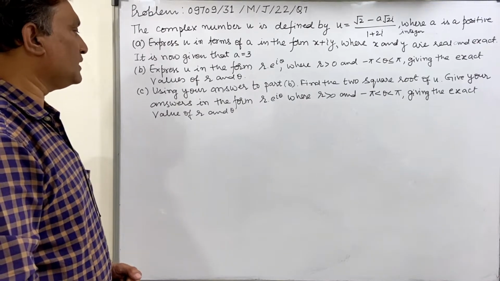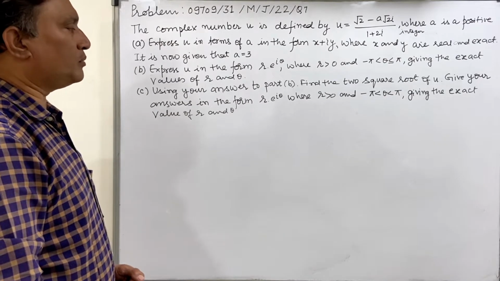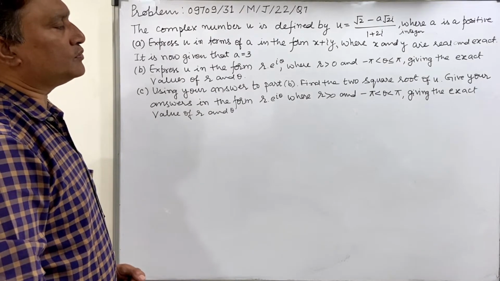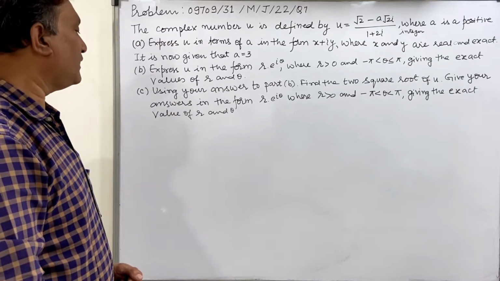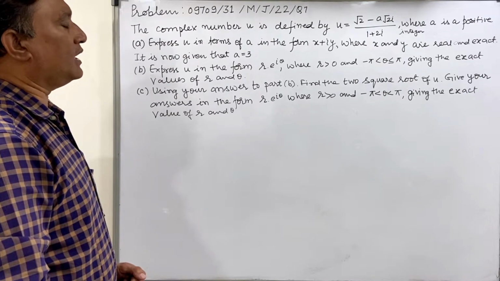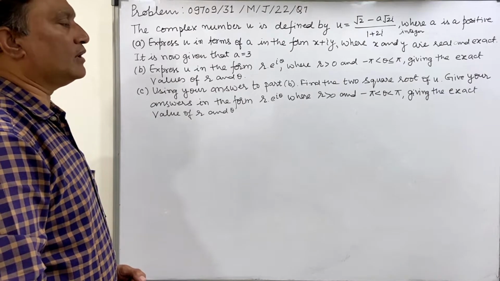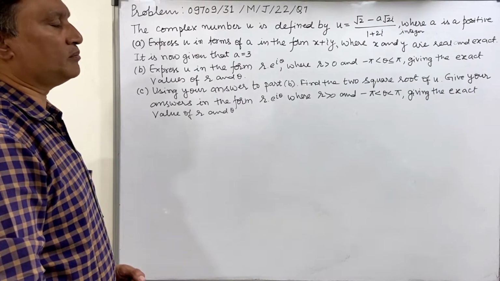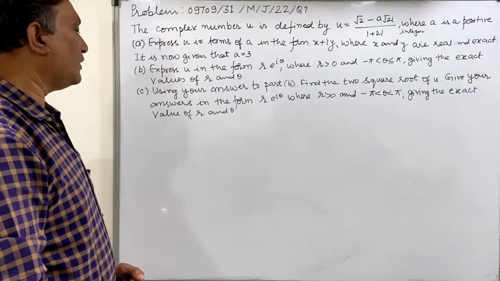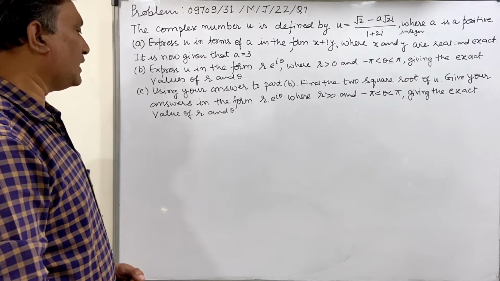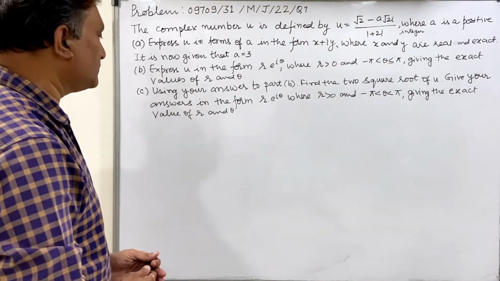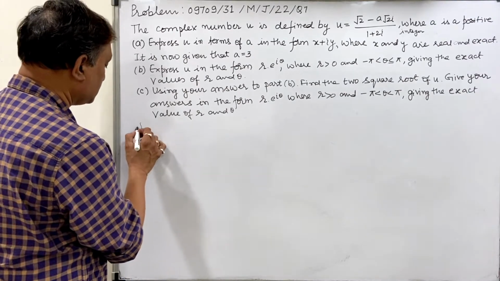C part: using your answer to part B, find the two square roots of u, giving your answer in the form r e to the power i theta, where r is greater than 0 and theta is between minus pi and pi, giving the exact values of r and theta. So now we will start the solution.